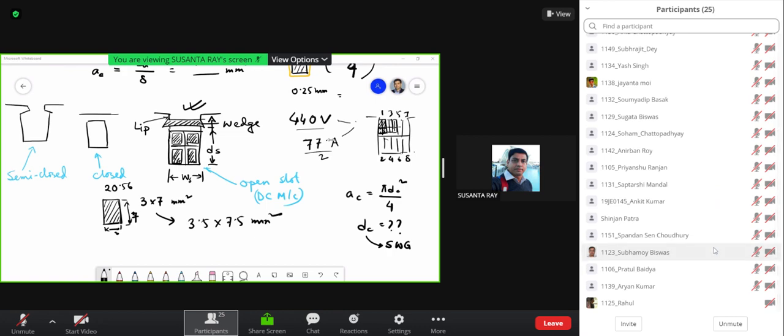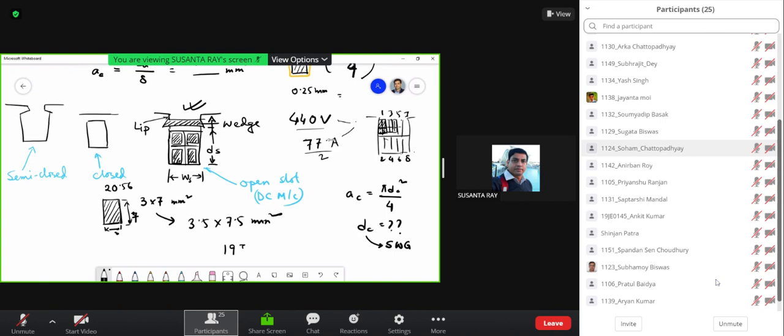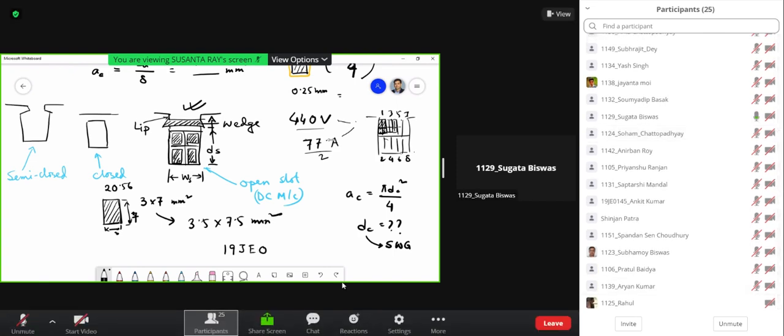What kind of roll number is it? 19JE015. Is there any roll number like this? No, sir.